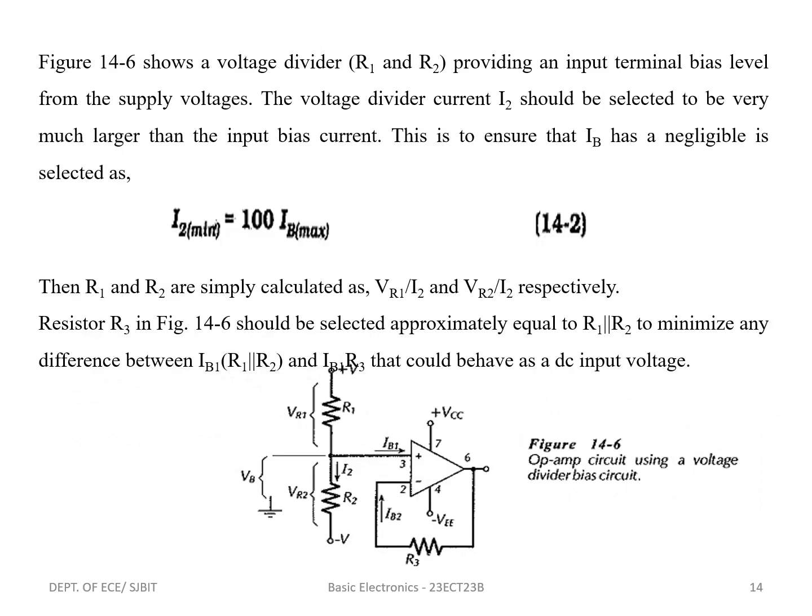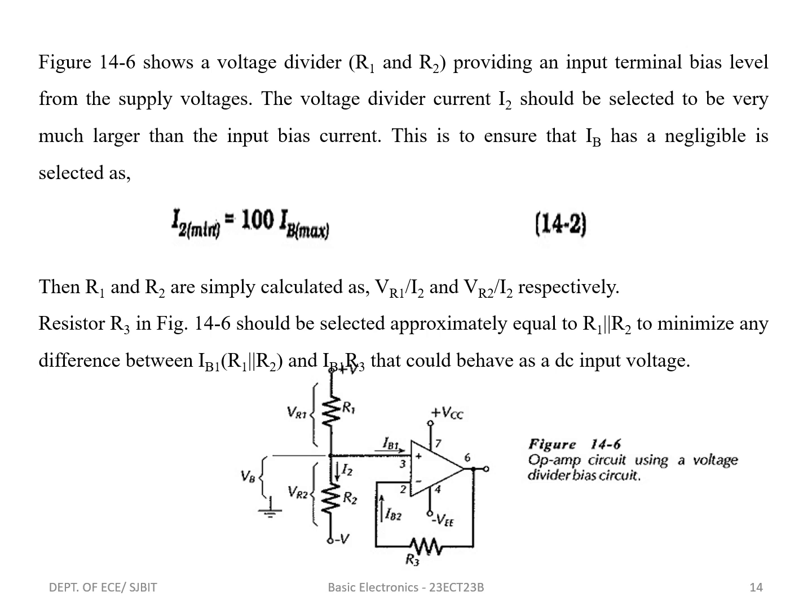Next, the above figure shows a voltage divider R1 and R2 providing an input terminal bias level from the supply voltages. The voltage divider current I2 should be selected to be very much larger than the input bias current. This is to ensure that IB has a negligible effect. I2 minimum is selected as 100 IB maximum. Then R1 and R2 are simply calculated as VR1 by I2 and VR2 by I2 respectively.